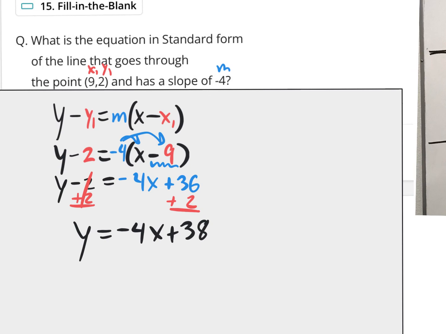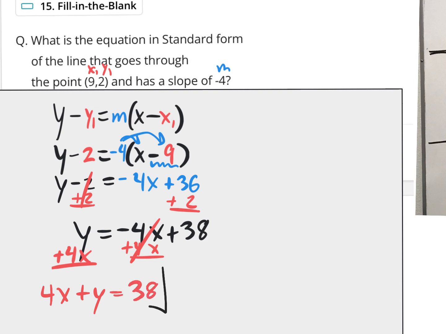But they don't want it in slope-intercept form. They want it in standard form. So now let's change this slope-intercept form to standard, having your x term on the left side with your y and your number by itself on the right side of the equal sign. So let's get rid of that minus 4 by adding 4x. And we do to one side, do to the other side, adding 4x. You can't really add terms that are not alike. Y plus 4x you can't do, so you're just going to rewrite it. But let's write our x term first. So we have a 4x plus y equaling 38. There's your standard form equation. Type it in with no spaces between your terms, and you'll get full credit.